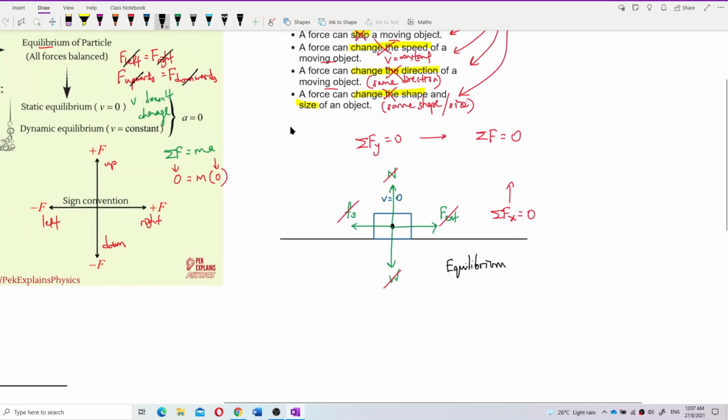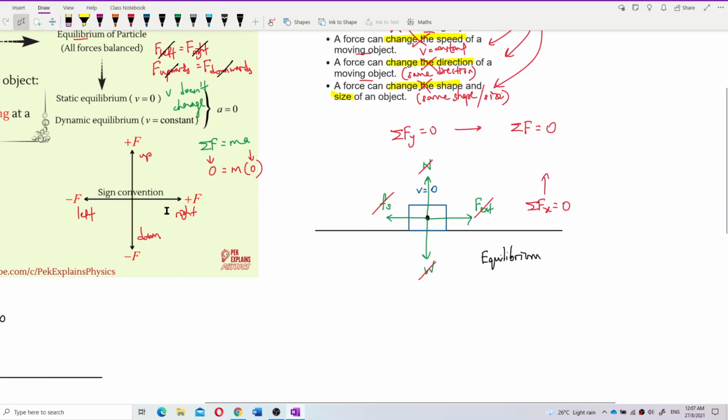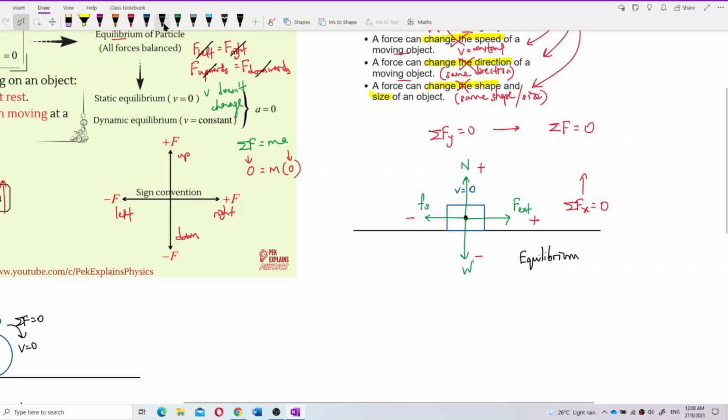One example, I use this one. Equilibrium. Okay, so we just take forces to the right as positive, forces to the left as negative. We just maintain forces to the right as positive, forces to the left as negative, forces upward as positive, forces downward as negative.